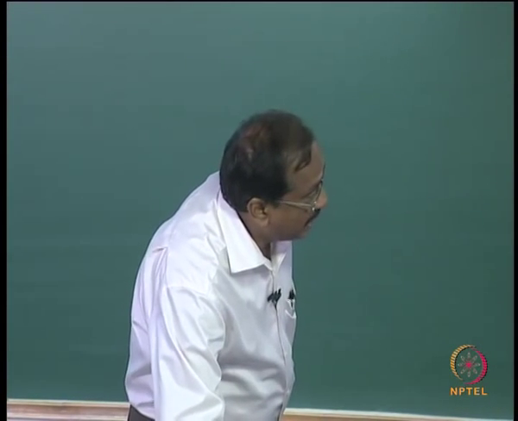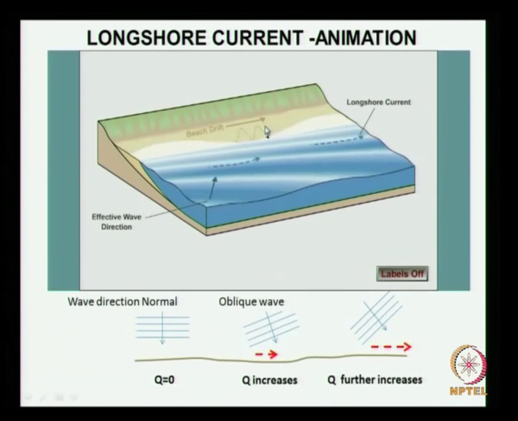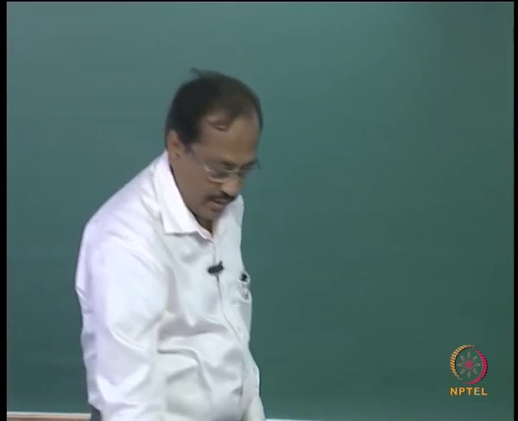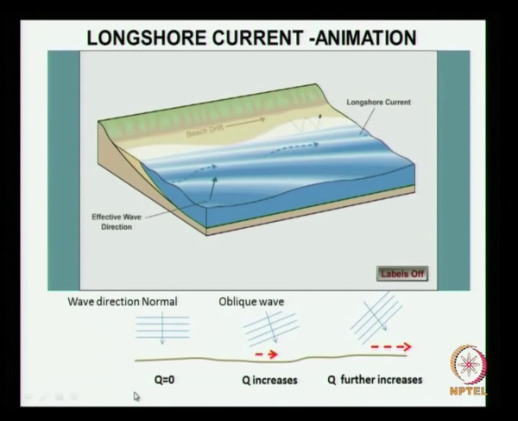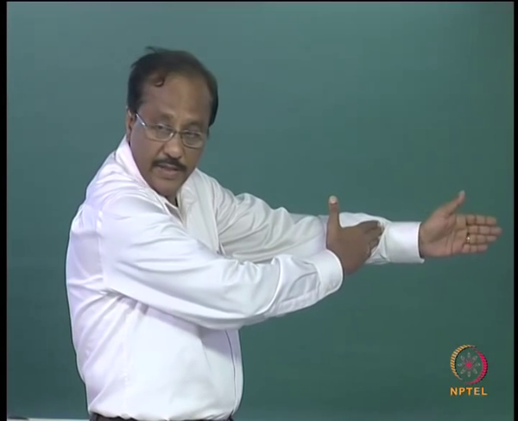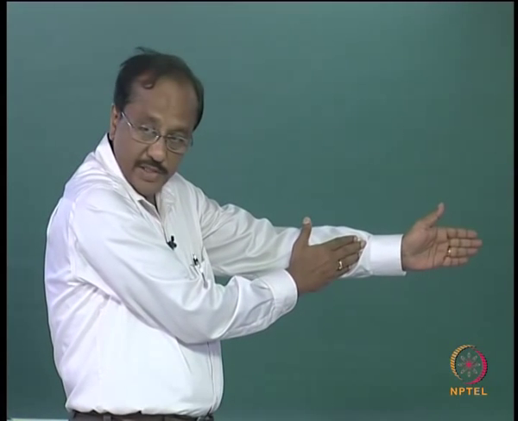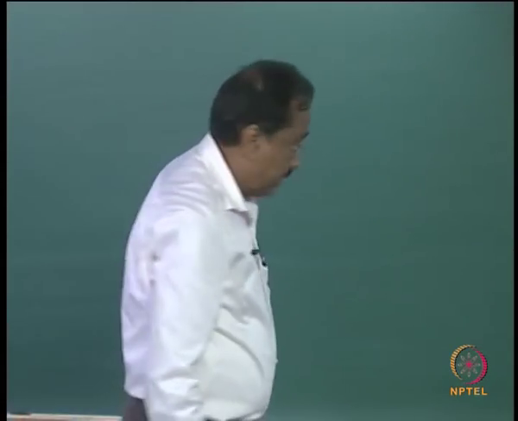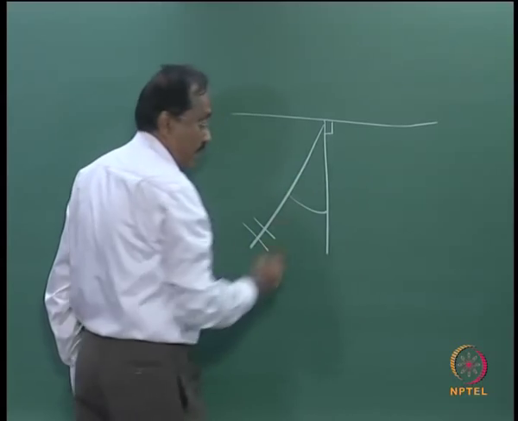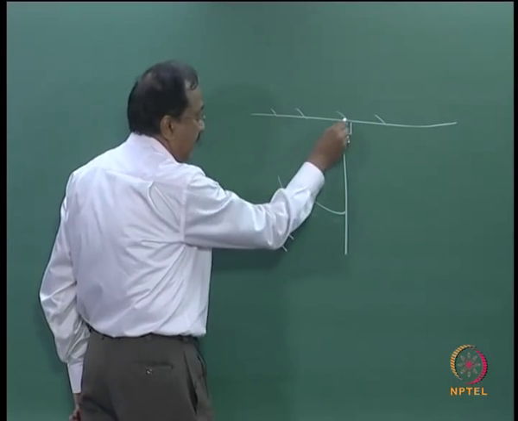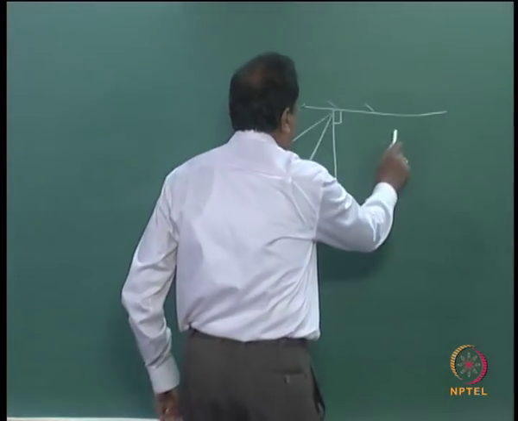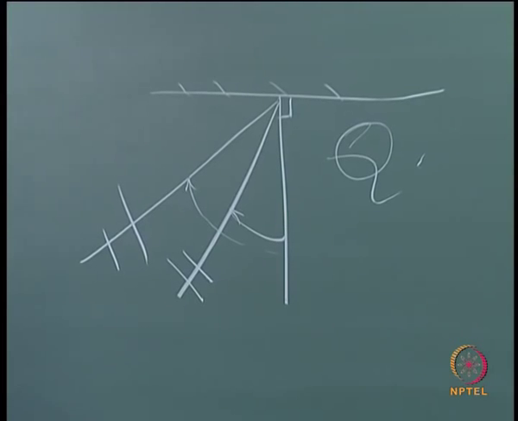Next, when a wave approaches the coast normal to it, you see that there is no component along the coast. So naturally you expect Q to be 0, that is, the quantity of sand moving is 0. If it is slightly inclined, Q is higher, and if it is much more inclined, the quantity of sediment transport will increase. Here this is the wave, this is the shore normal, and this is the shore. As this angle between the wave and the shore normal keeps on increasing, as the obliqueness of the waves increases, Q is going to increase, and that is what is illustrated with the help of this animation.